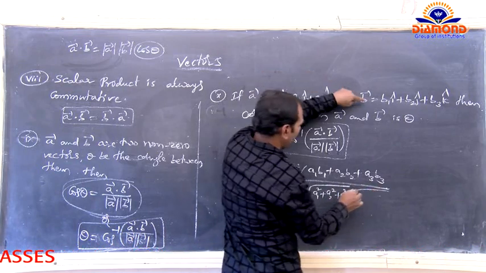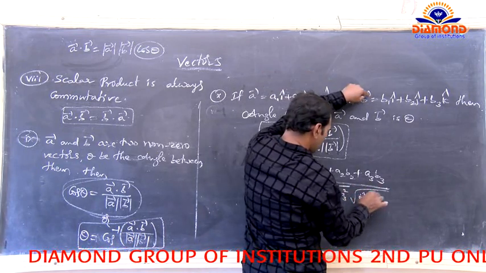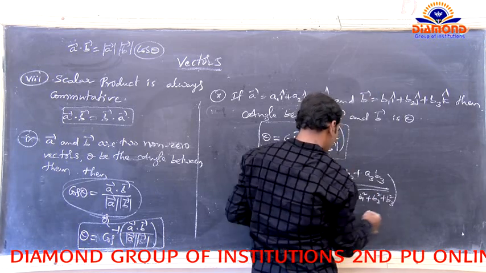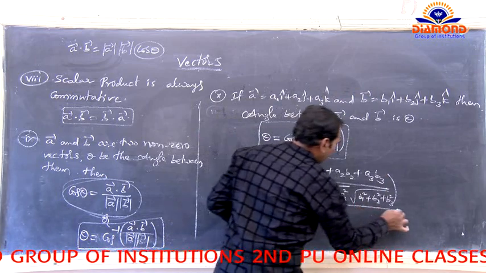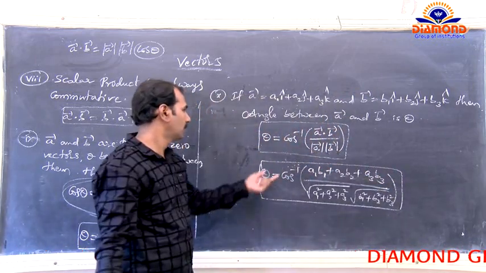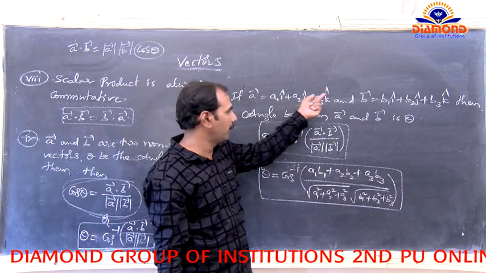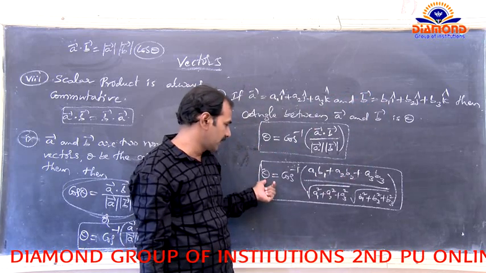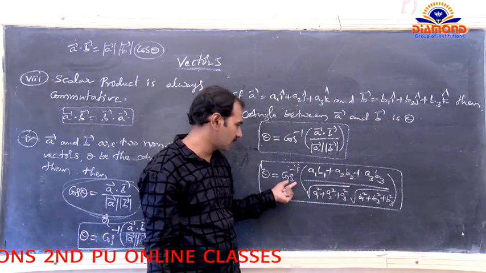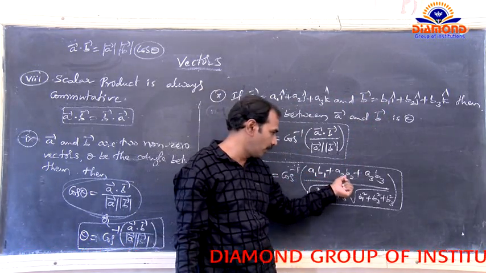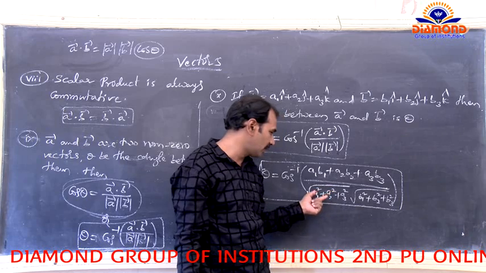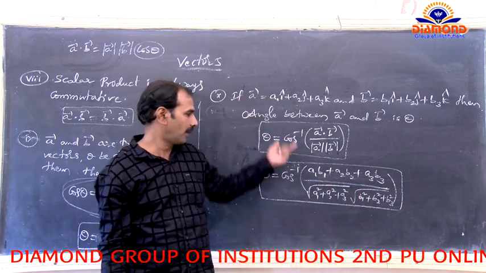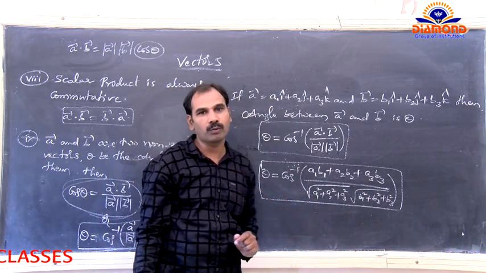Square root of B1 square plus B2 square plus B3 square. So this is the angle between two vectors. If vector A and vector B are given here, the angle between two vectors is theta equal to cos inverse of (A1 B1 plus A2 B2 plus A3 B3) divided by magnitude of A and magnitude of B. Same formula applies. We can use this formula.